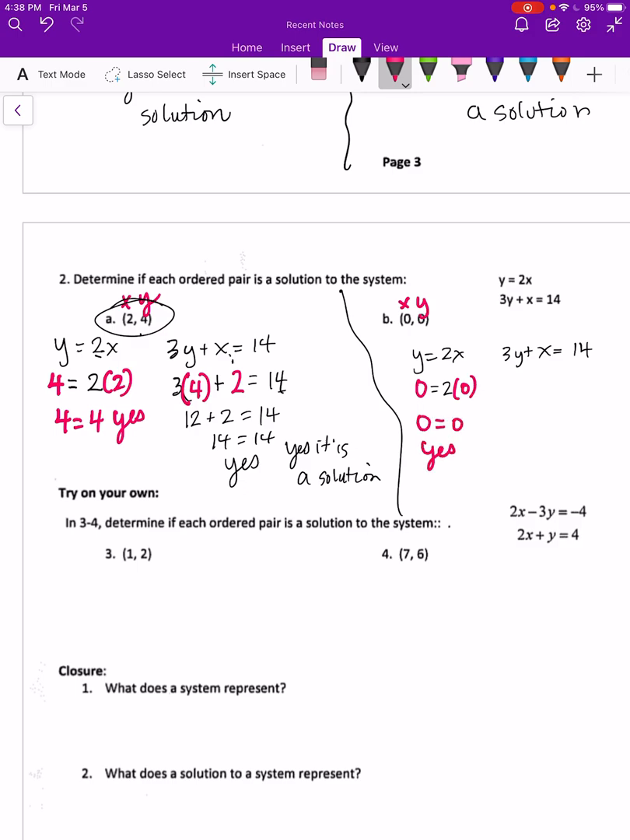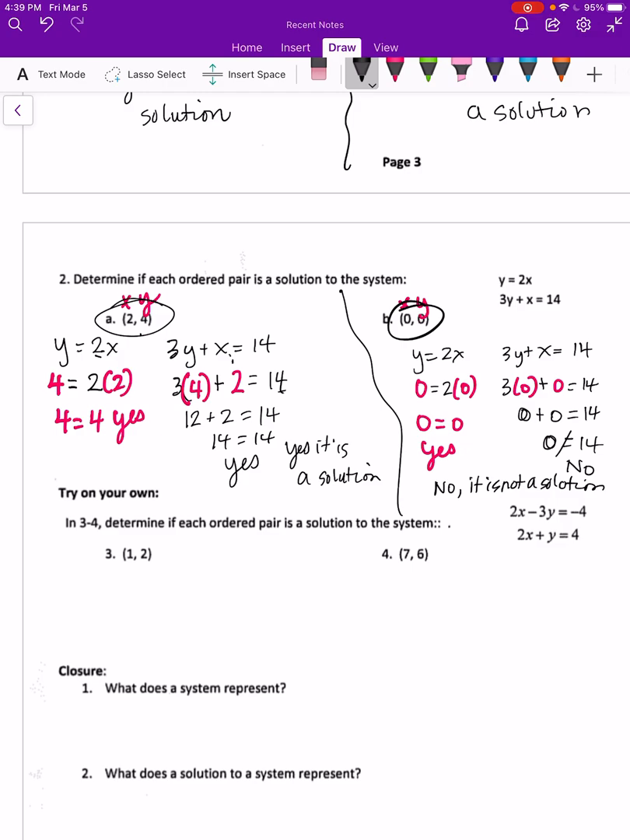So let's do the next one. So 3 times y, which is 0, plus x, which is 0, equals 14. So 3 times 0 is 0. 0 plus 0 equals 14? 0 plus 0 is 0. Does that equal 14? No. And because one of them is a no, it's got to work for both. So this is no, it is not a solution. So that means those two lines do not cross at 0, 0.